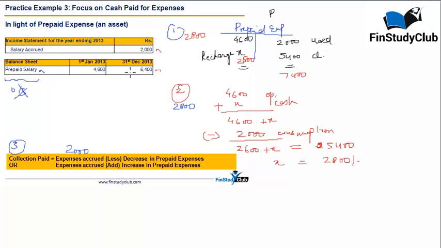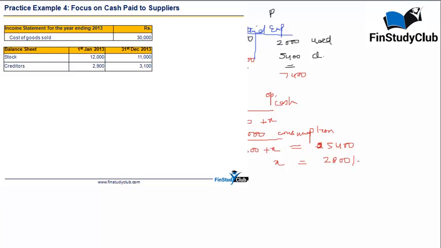Now there is an increase in the prepaid expense by 800. So 2000 add any increase in the prepaid expense is plus 800. So the total cash paid is 2800. So the answer by all the three is, this time as well, similar.